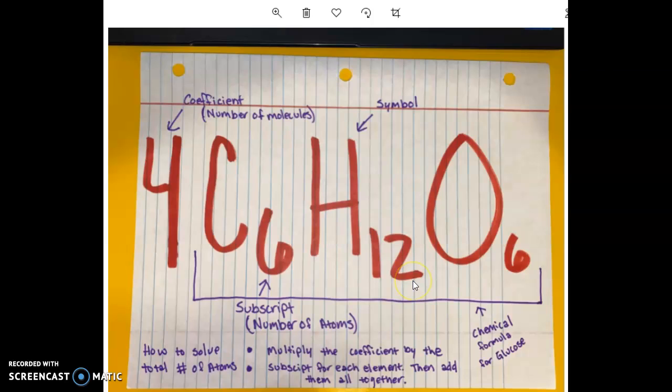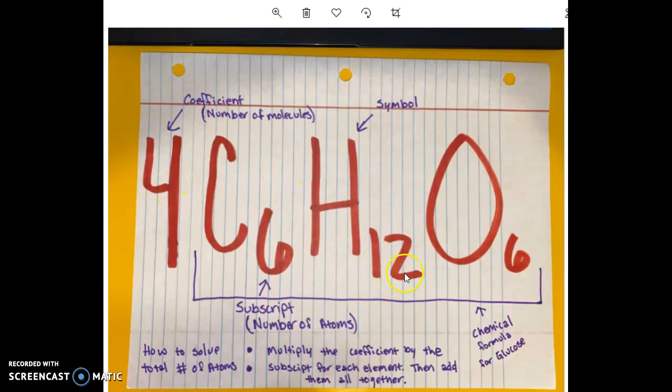If we want to find the total number of atoms in 4 molecules of glucose, we are going to have to multiply. Down here it says multiply the coefficient by the subscript for each element. Then you add them all together. So it would be 4 times 6 for carbon, right? And 4 times 6 would equal 24. So in 4 molecules of glucose, I have 24 carbon atoms.